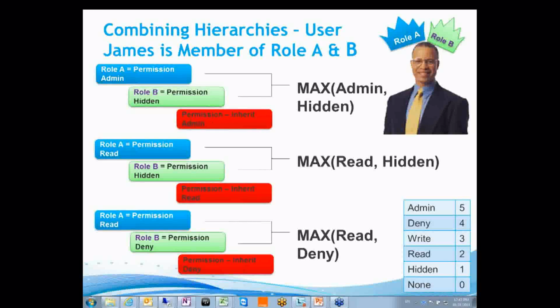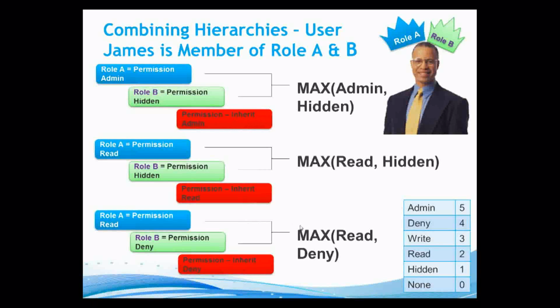we combine them both. So it means that we have a couple of subfolders of one role and a couple of subfolders of the other role, and then we are thinking what permission this user has for a specific subfolder. So let's look below.